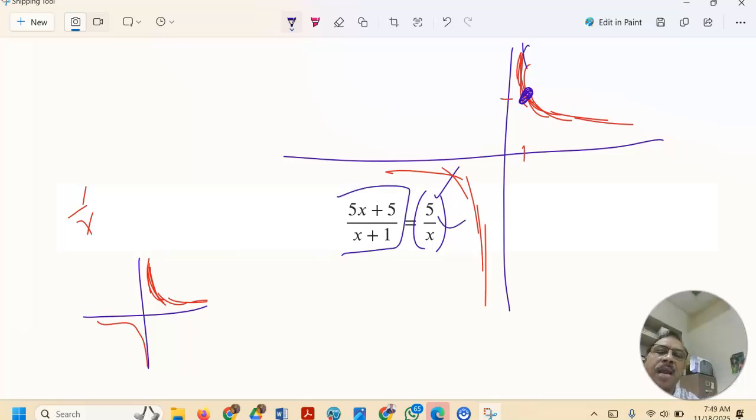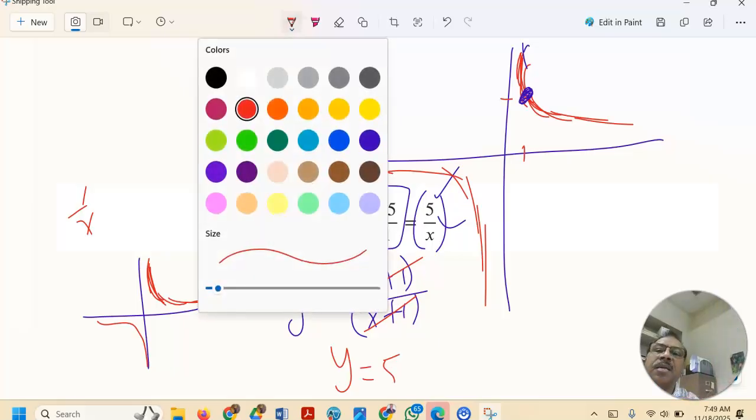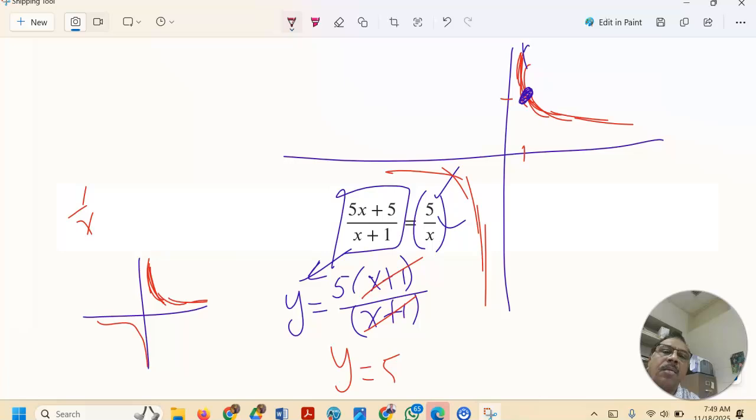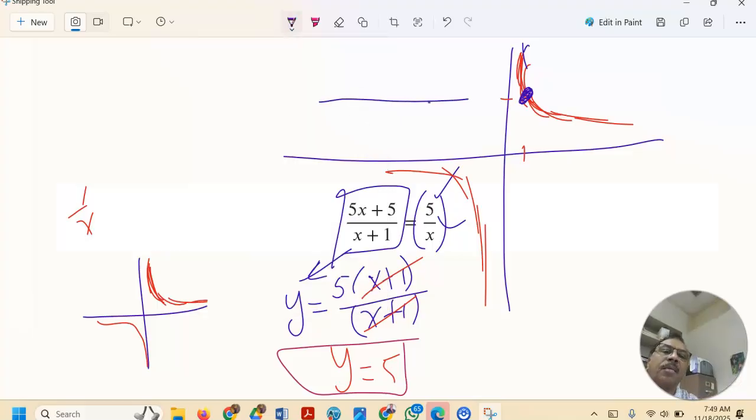But what about the left side? Even though they gave us this, you can see the left one. If I write the equation, you can pull out 5 and use the distributive property, and you get x plus 1. You can see both x plus 1 on top and bottom. You can cross out this, and you're left with y equals 5. So the whole thing reduces to a horizontal line, like this.